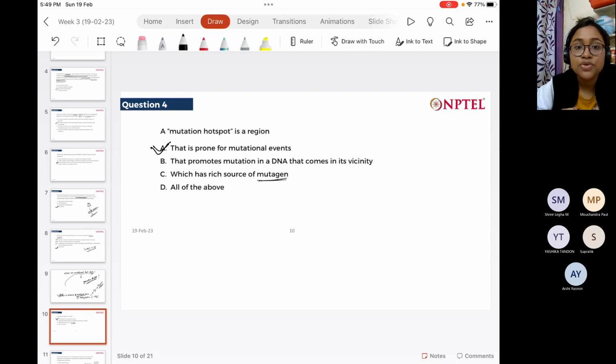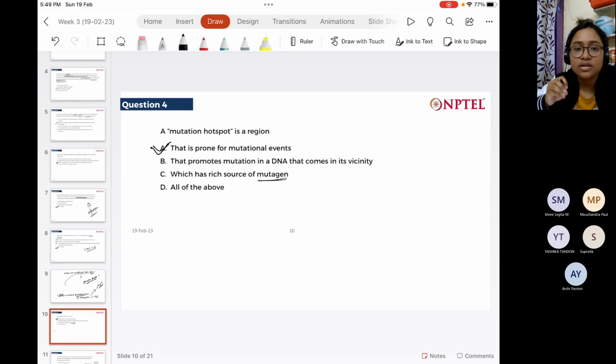Like you have heard of UV, right? UV can cause DNA damage. Then there are a few carcinogenic chemicals like ETBR, which is used in electrophoresis. If you guys are from a biotech background, you would know. So ETBR also causes DNA mutations. So these are mutagens, the sources that actually lead to a mutation.